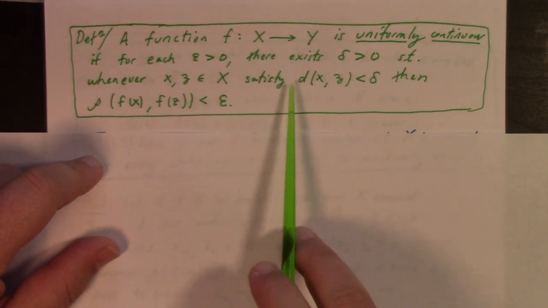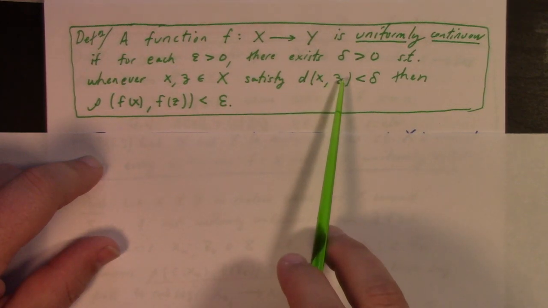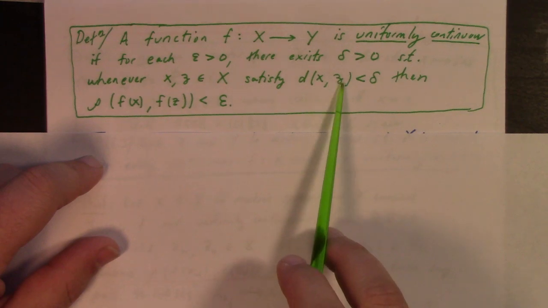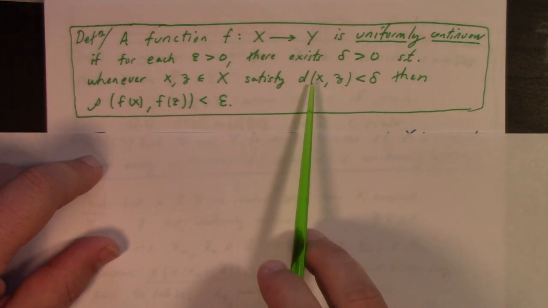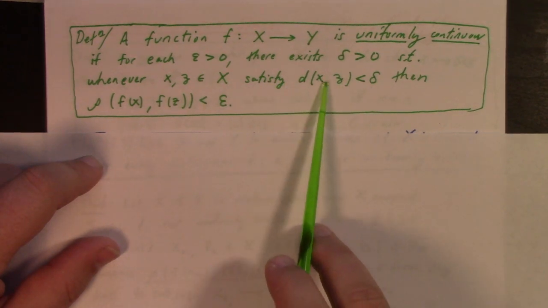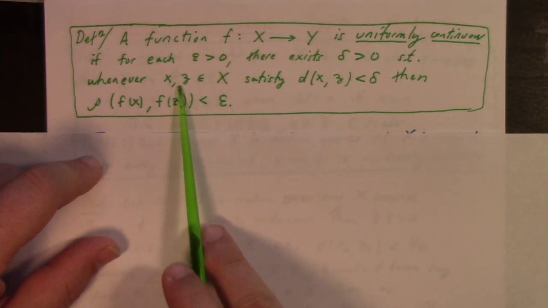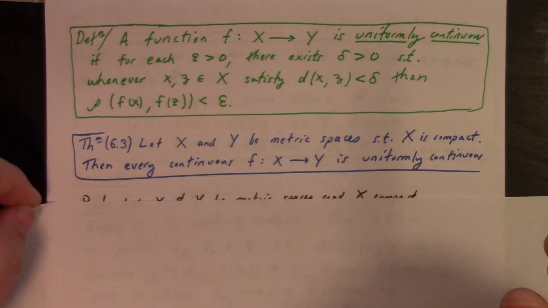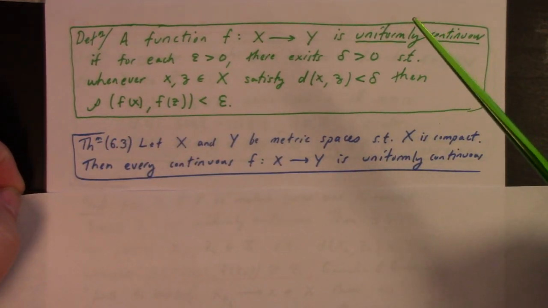Pointwise continuity would fix x, and then delta might have an implicit sort of x dependence. Here there's no x dependence. It's just that there's one delta for any choice of x. Anyway, theorem 6.3.